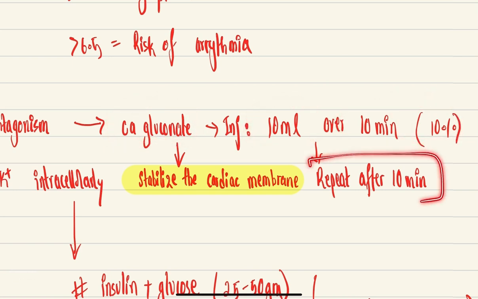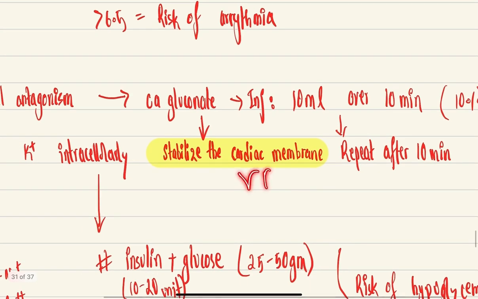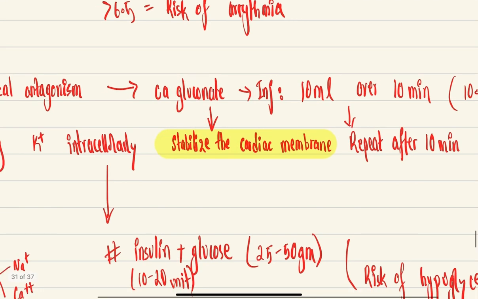It can be repeated after 10 minutes. It is given to stabilize the cardiac membrane. There is the risk of ventricular fibrillation, tachycardia, arrhythmia, so it helps in the stabilization of the cardiac membrane, but it doesn't reduce the potassium level.